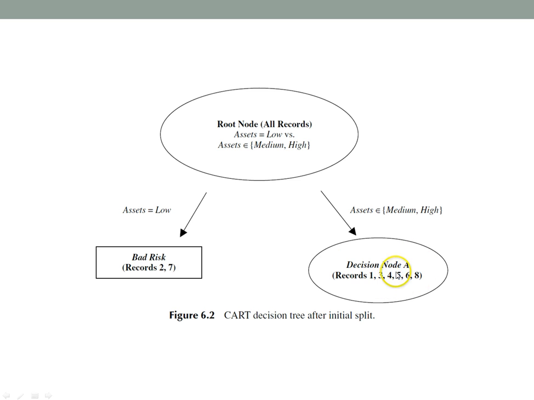So we're going to decide, given that we're at this point, which variable should we use? Of course, we're not going to use assets. Oh, sorry, we might actually use assets again. But we're going to decide which variable to use and which split of that variable we should use. Okay, you understand? So we're going to get some new leaves, some new branches down here, right?